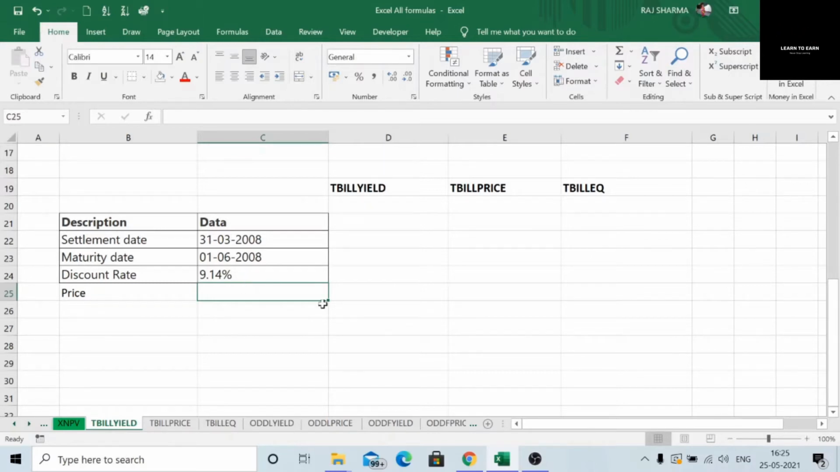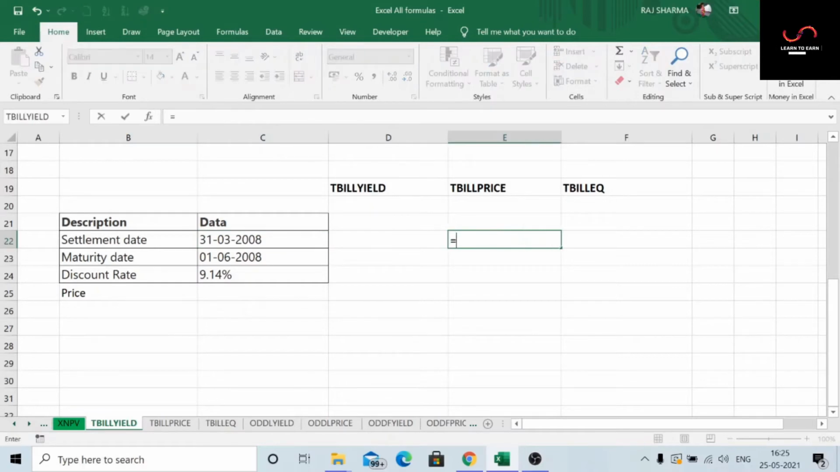So let us try to understand it by an example. Assume that I have purchased a treasury bill on 31st March 2008. This bill has been issued sometime back in the past and I have acquired it on 31st March 2008. This bill is going to mature on 1st of June 2008 and it is issued to me at a discount rate of 9.14%.